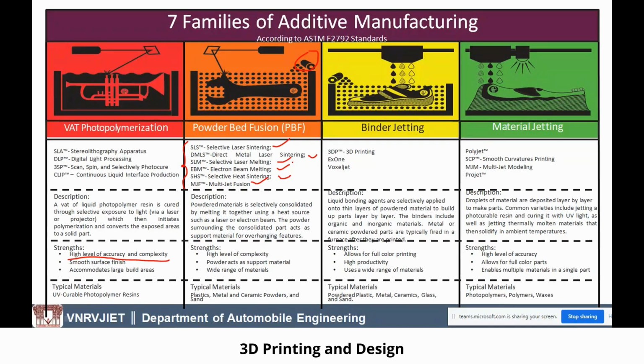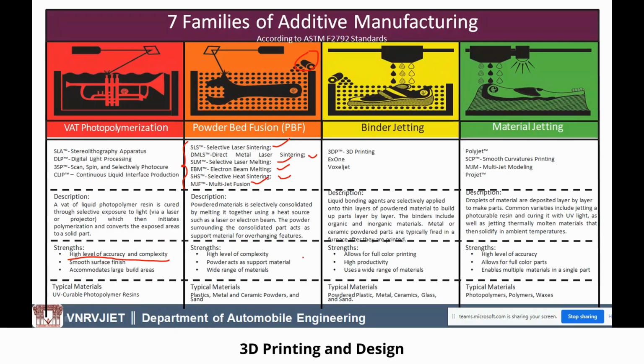Once that first layer is built up, the platform will be lowered down, and the next layer of powder will be spread onto the previous layer with the help of a roller, so that the second layer also will be scanned with the laser beam or electron beam, and the second layer is also built with the help of the laser, that is, melting and solidification takes place. So like that, layer by layer building takes place in powder bed fusion. That's why it is called powder based 3D printing manufacturing process.